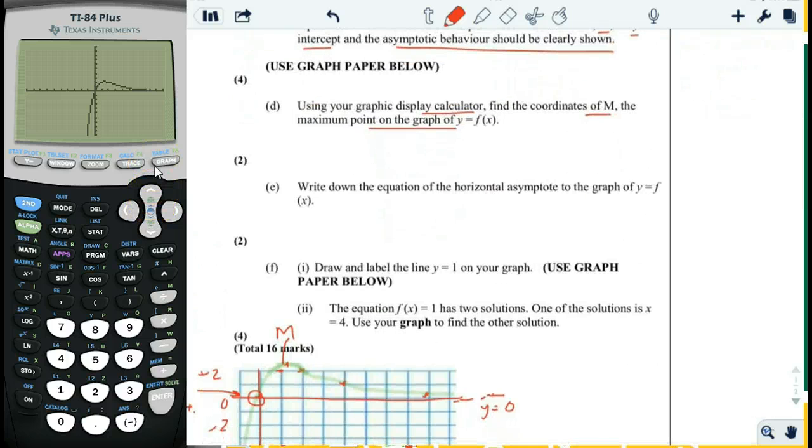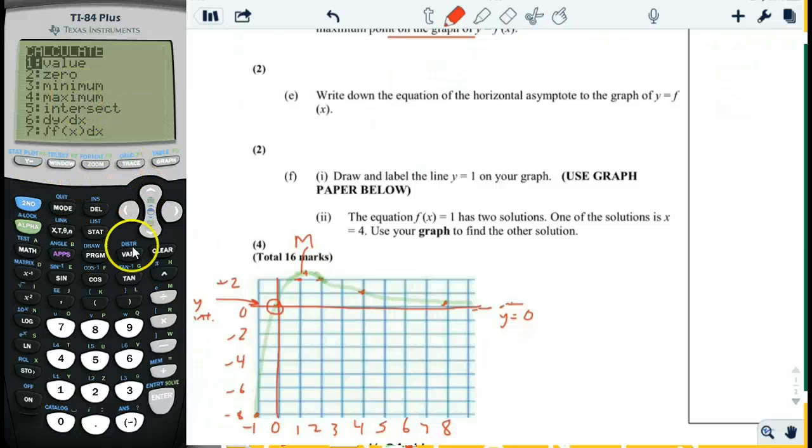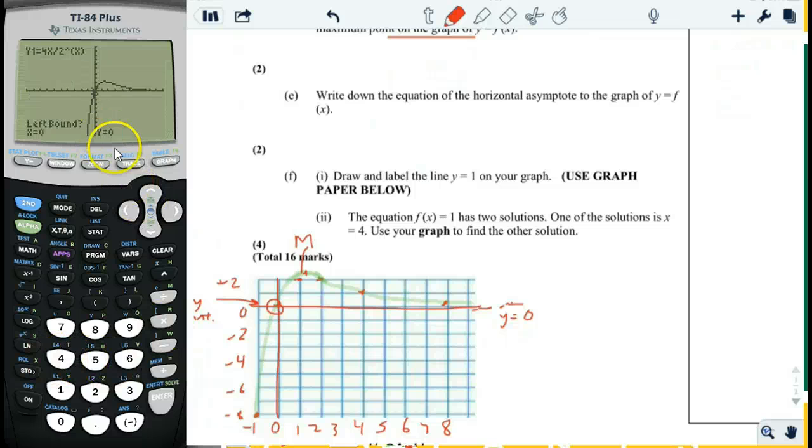You can see that it looks pretty much like what we have here. And now we're just going to find the point m. And the way we're going to do that is we're going to find the maximum here. How do we find the maximum? Second calc maximum, which is 4. So first we say a point to the left of the maximum. That's fine. Then we say a point to the right of the maximum. That looks about right. And then we say a guess. And then it says that the maximum is x equals 1.44.